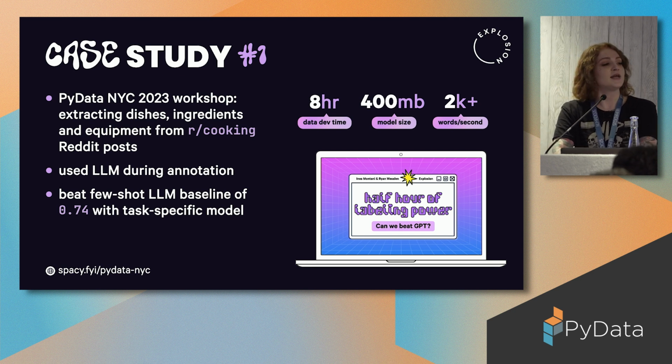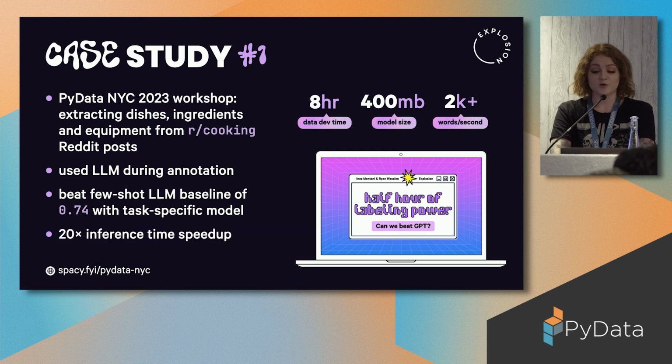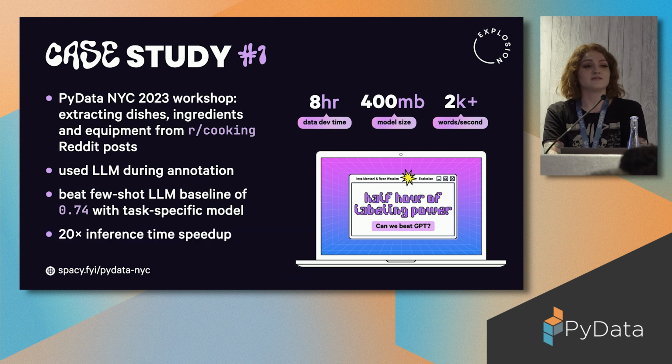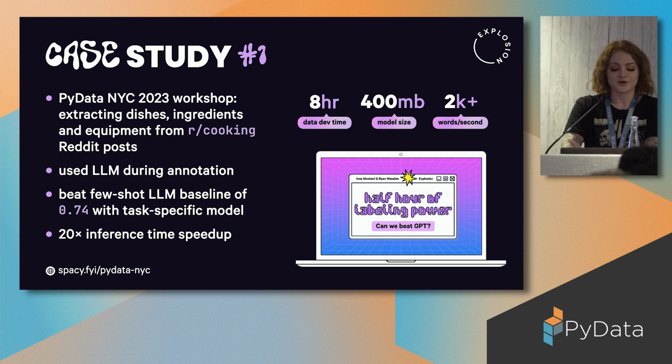And the model we ended up with was only around 400 megabytes, and it runs at 2,000 words per second, or a bit over that, which means it was more than 20 times faster than just using the large generative model for this. And the data development time, that's the cumulative time of how long it would have taken one person to do it, was 8 hours. So one person could have done this in 8 hours, and that's a work day.